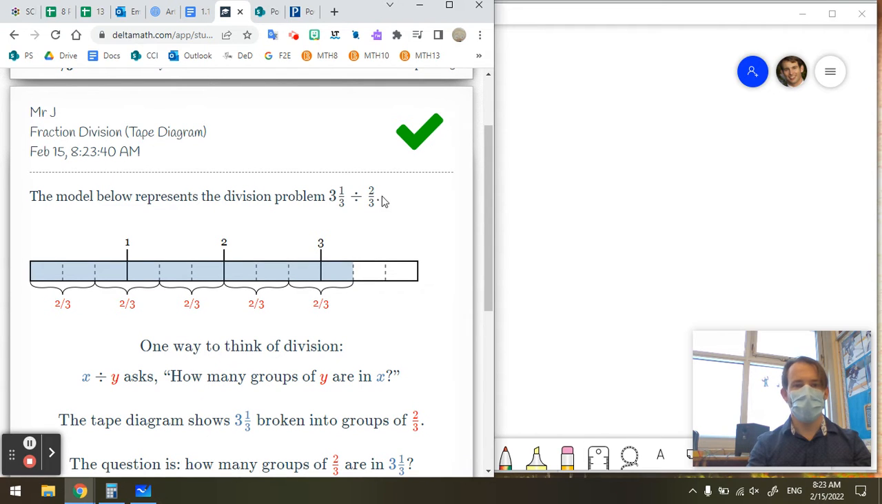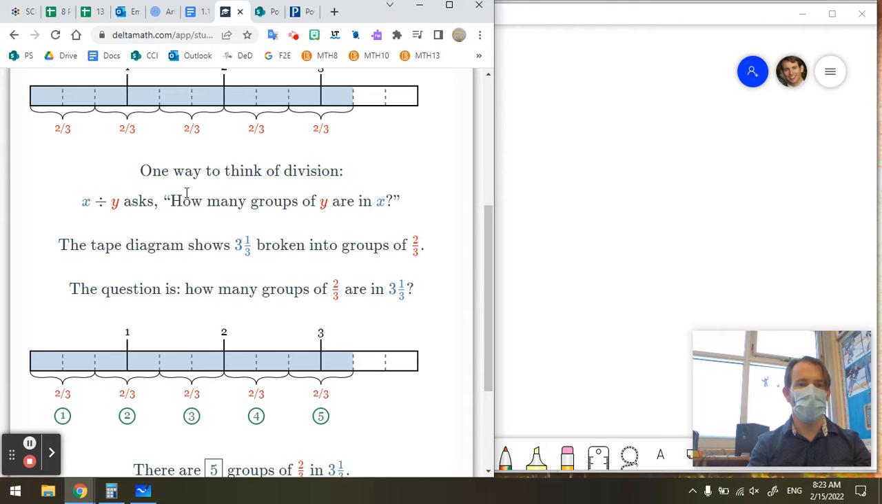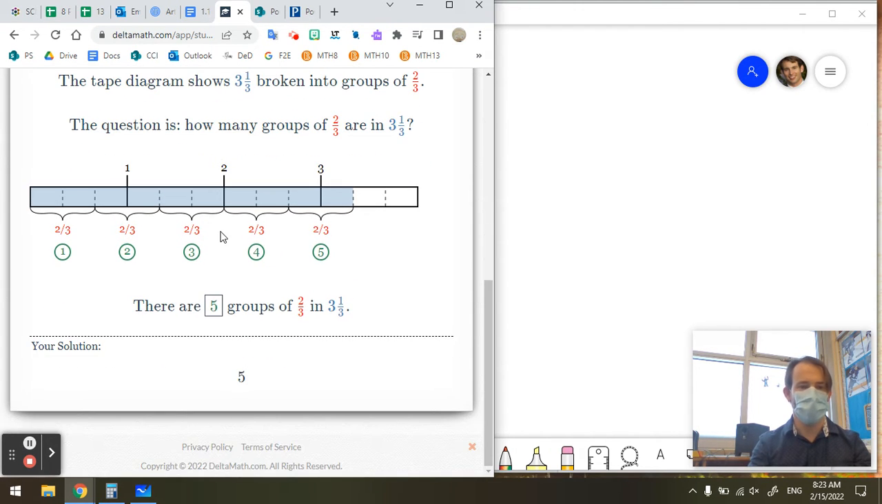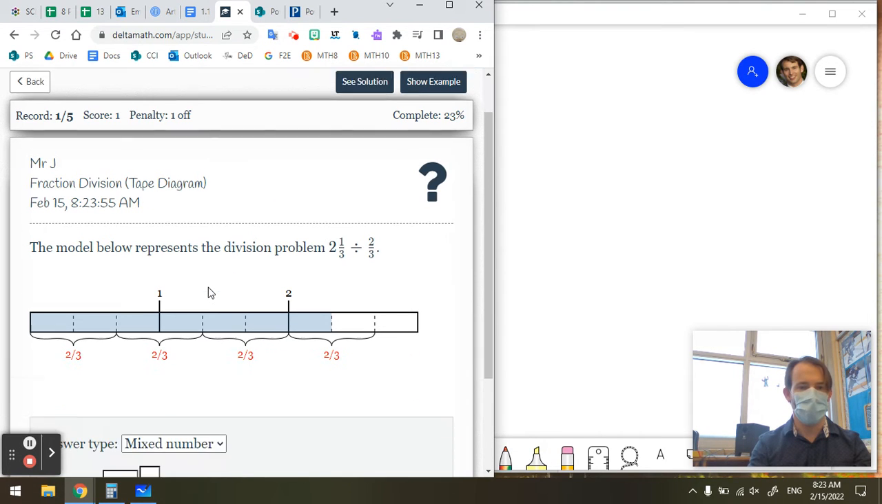So here, 3 and a third divide, and so then they will show us the answer. How many groups of y are in X? That's when we see a division question. And so reading this through helps me just refine my thinking. So let's take a look. Next problem. We'll do one more example for you.